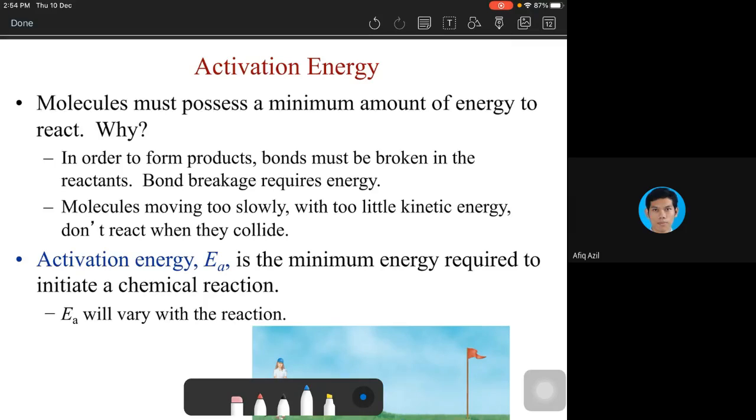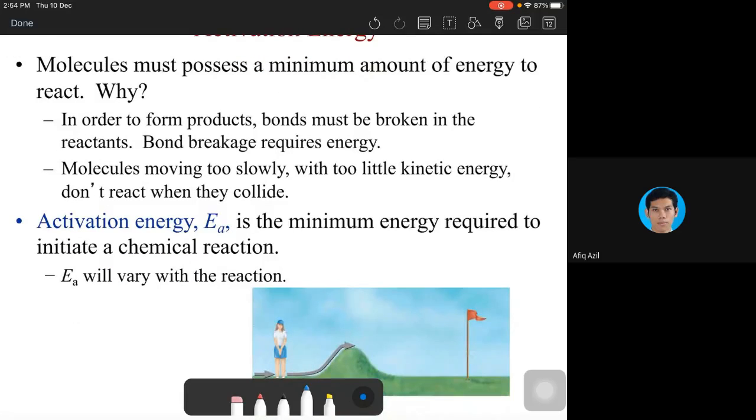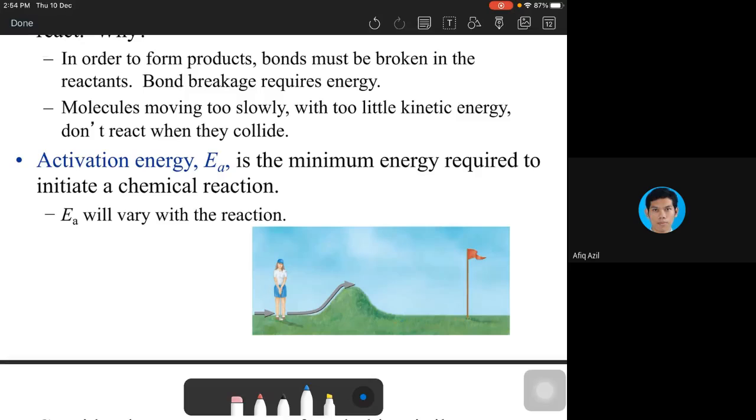If you have covalent bonds, then the amount of energy required to break them is even higher, compared to polar bonds. Molecules moving too slowly, with too little kinetic energy, don't react when they collide with each other. That's why these reactants require a certain amount of energy when they collide in order to produce the product intended.